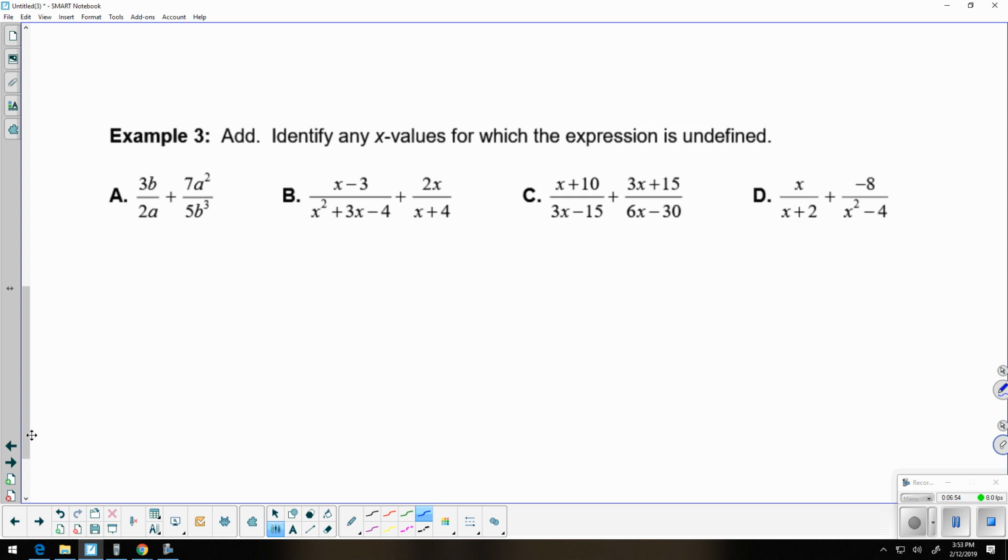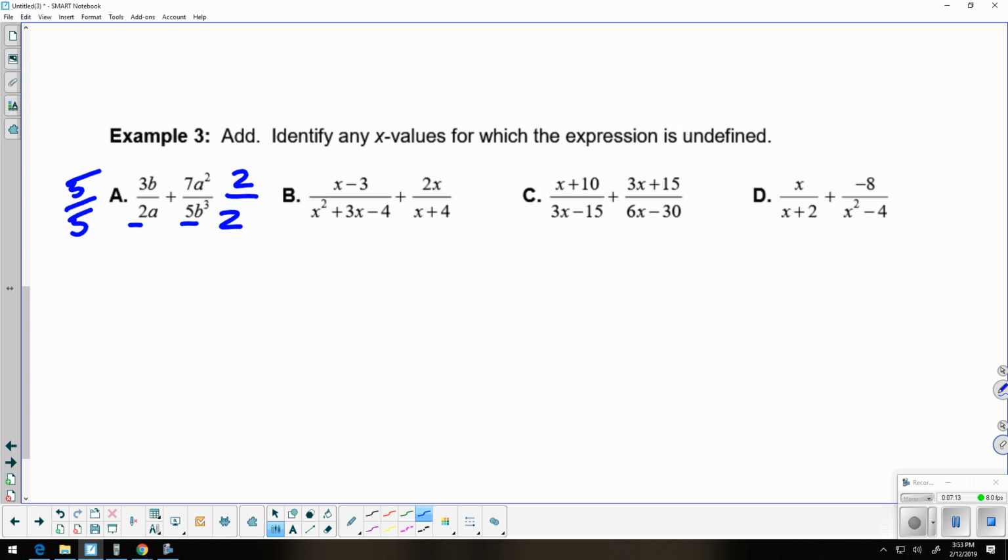Okay, but for the first one, get your common denominator. Between 2 and 5, the LCM would be 10. So to make that into a 10, the first fraction needs to be multiplied by 5. Second one needs to be multiplied by 2. Okay, so that gives me the 10 on the bottom. Now look at the variables. The first one has an a. The second one has a b cubed.